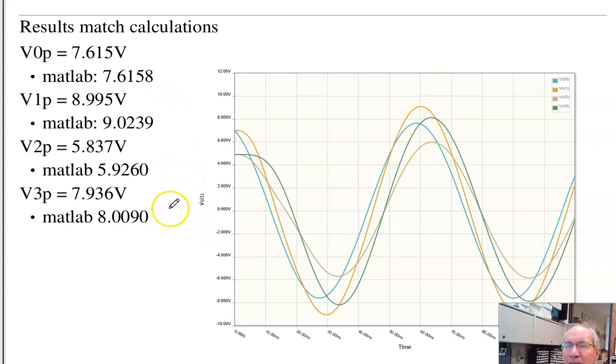Basically, if the peaks match up, you did it right. There's also a phase shift. The phase shift is the delay. I personally just look at the peaks. If the peaks are right, probably the phase shift is right.